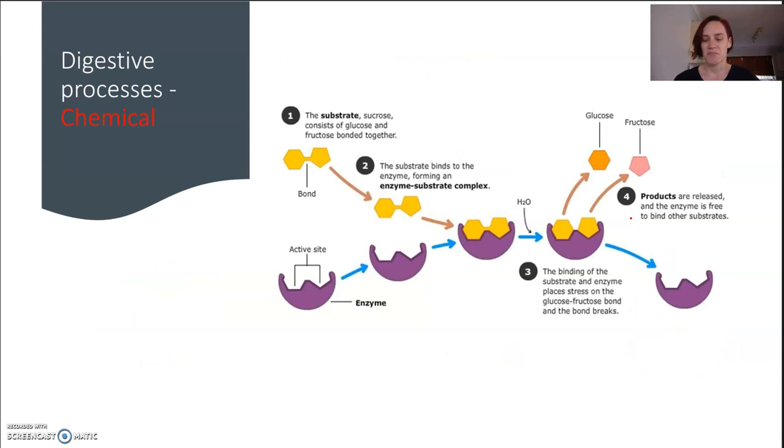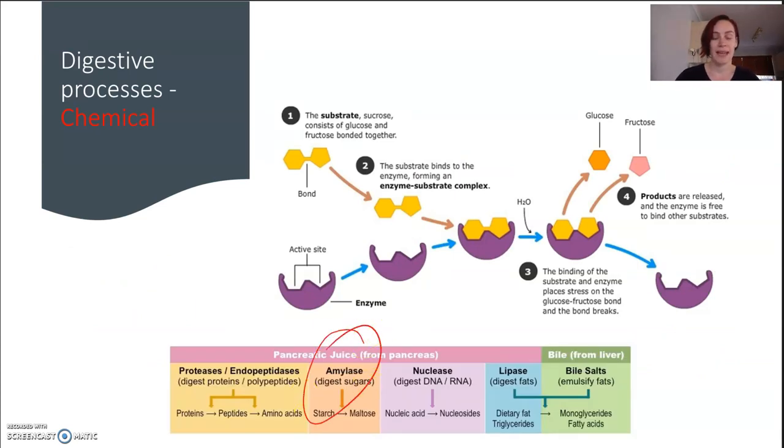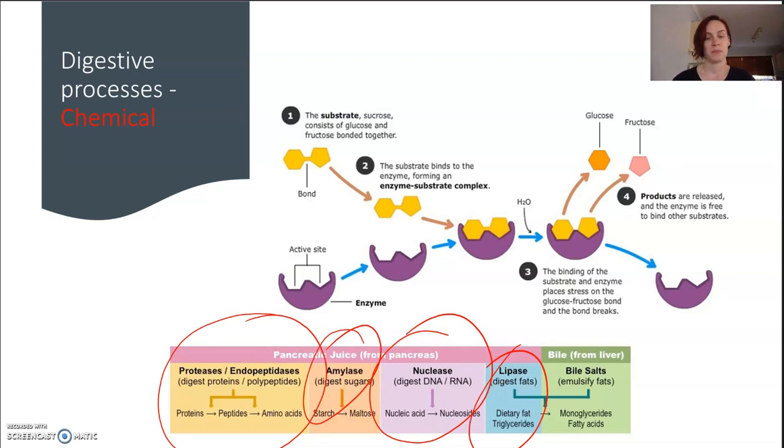Now, amylase, that's one particular type of enzyme that is made in the pancreas, and we know it breaks down sugars. Now, it's also made in the saliva, so you can start breaking down sugars as soon as you get it into your mouth. We also have lipases, which digest fats, and combined with that bile from the gallbladder can help digest those lipids. We've also got proteases and endopeptidases, which break down proteins and peptides as well. And also when we eat plant and animal material, we need to be able to break down DNA and RNA. So we have nucleases as well.